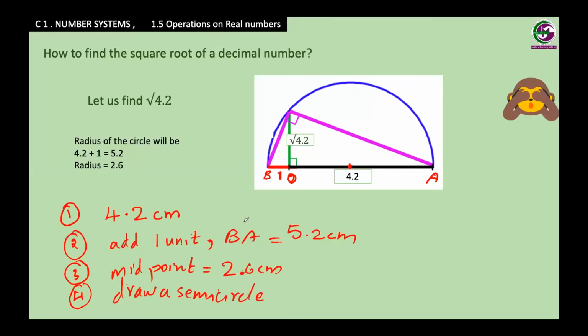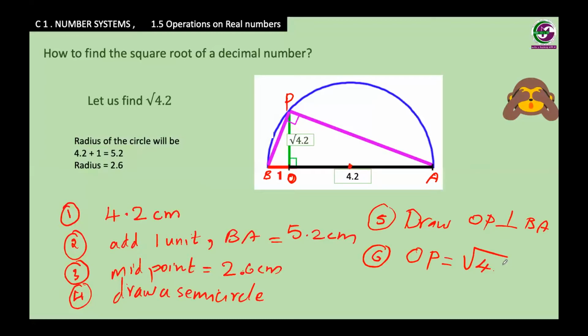The semicircle is drawn for you. Here it is. And now, from the point O, extend or draw a perpendicular line. So that is your step number 5. Draw a perpendicular line from O. Let us call this P. So draw OP perpendicular to BA from O, at 90 degrees. The measurement that you get on OP will be the value of square root of 4.2.